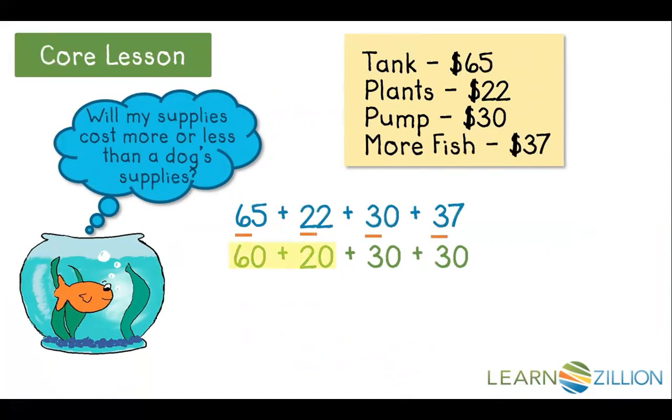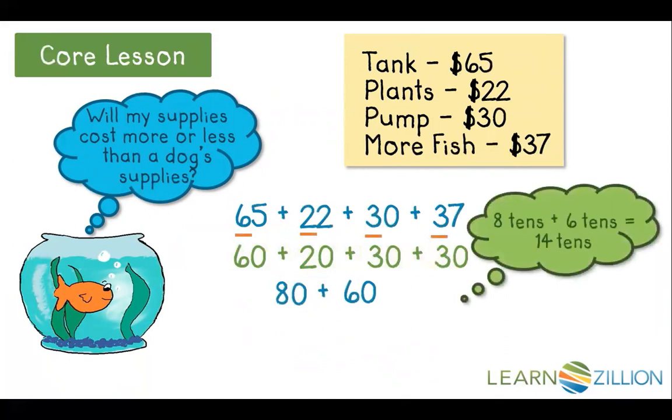I can add 2 at a time. So 60 plus 20 equals 80, and 30 plus 30 equals 60. I know that 8 tens plus 6 tens equals 14 tens, or 140.